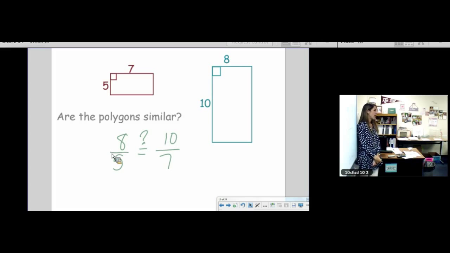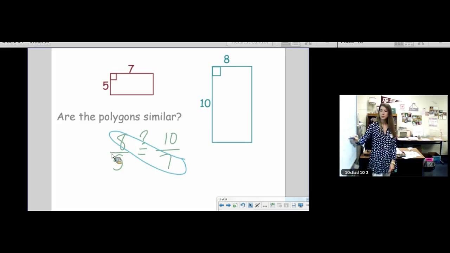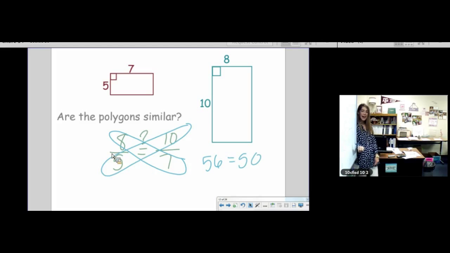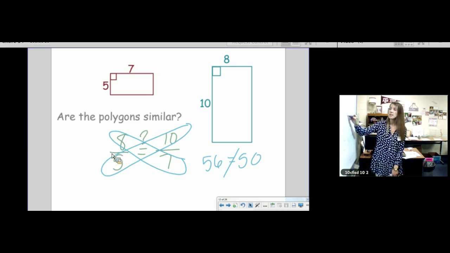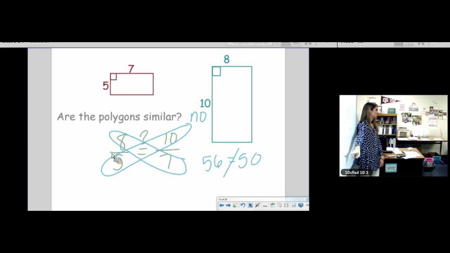There are three ways to check that. Give me a way. What were y'all saying? Cross multiply. Let's do it. What's 8 times 7? That's 56. Okay. What's 5 times 10? Is that a true statement? No. 56 does not equal 50. Are these polygons similar? No. So are all rectangles similar? No. You have to make sure their sides are proportional. The answer was no. Why was the answer no? They were not proportional. Okay, good.